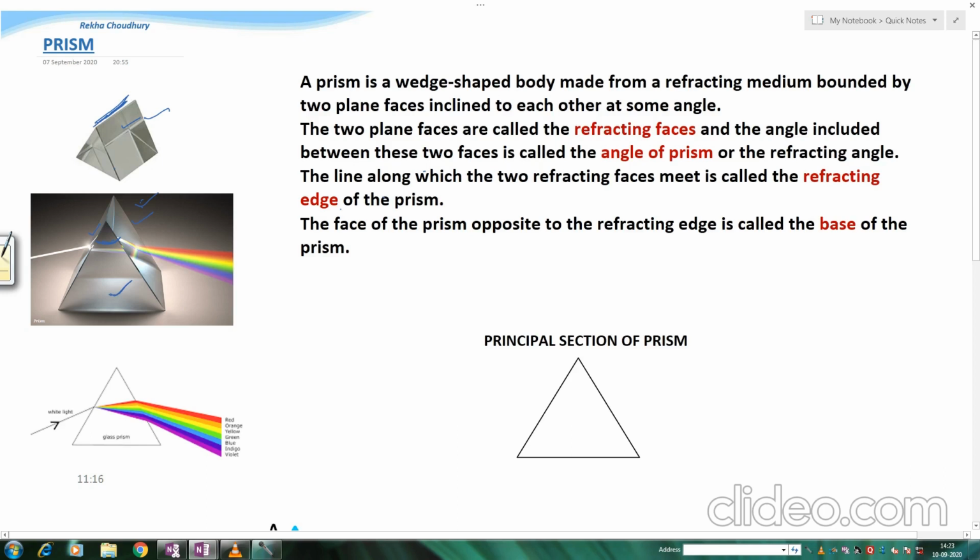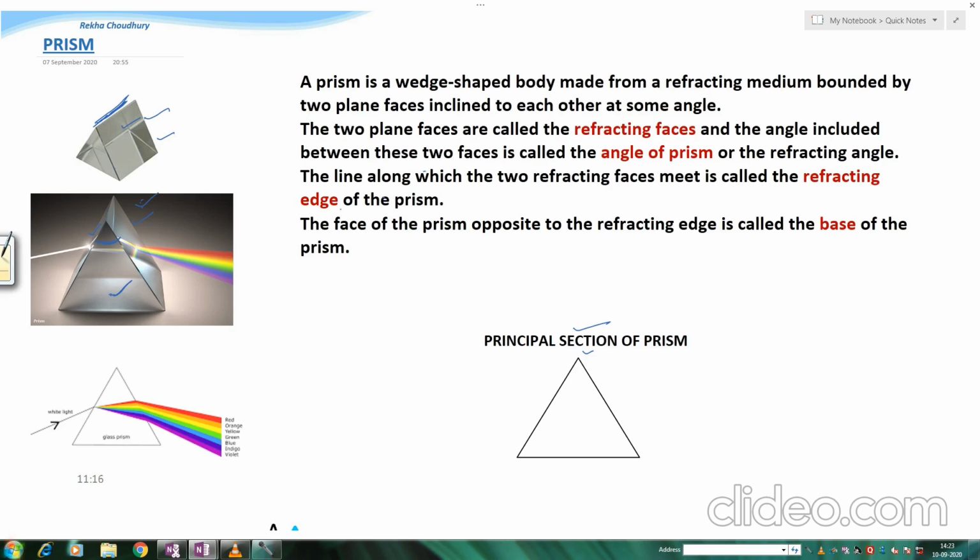Now when you draw the ray diagram, we will use a principal section of a prism. This is the principal section or outline of the prism, because if we take the complete shape of the prism, then the diagram will be a little complicated for understanding the process of refraction, reflection, or any optical phenomenon.